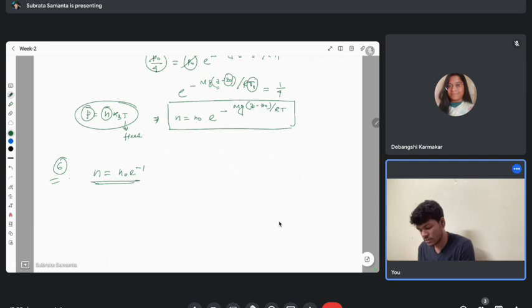Then we just put this formula: z minus z0 by RT equals minus 1. Then we can calculate z. I think you know that one is z.